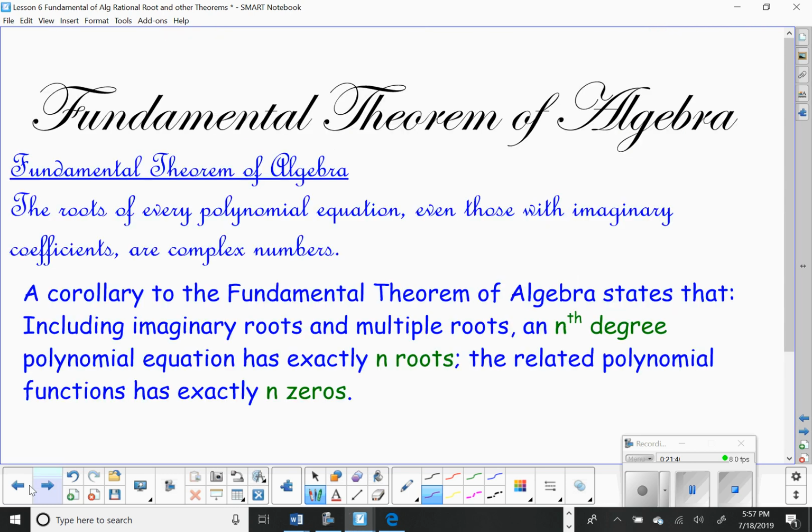Now, fundamental theorem of algebra. The roots of every polynomial equation, even those with imaginary coefficients, are complex numbers. Corollary to the fundamental theorem of algebra states that including imaginary roots and multiple roots, an nth degree polynomial equation has exactly n roots. That's really the only thing you have to remember. If it's a 23rd degree equation, it has 23 roots. That's what you are to get out of the fundamental theorem of algebra. Nobody's going to ask you to regurgitate this.